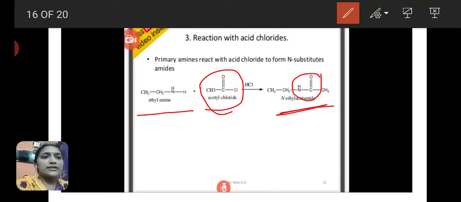This bond is called the amide bond, NH-C double bond O. So when primary amines react with acetyl chloride or acid chloride, they lose hydrochloric acid and form amides. Ethyl amine reacts with acetyl chloride, loses HCl and forms N-ethyl acetamide. This is the reaction with acid chlorides.